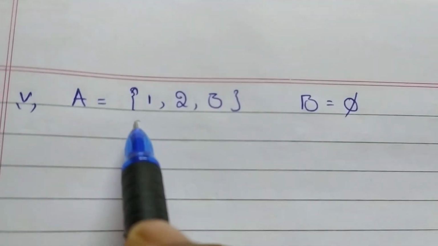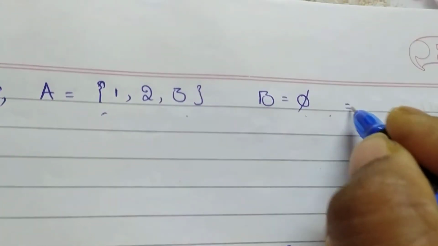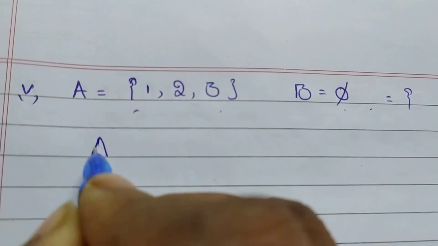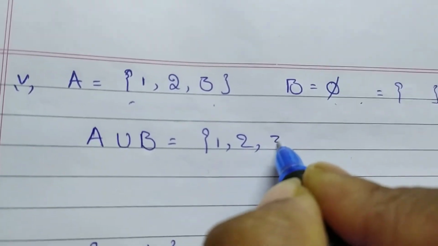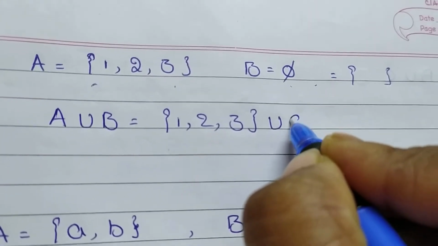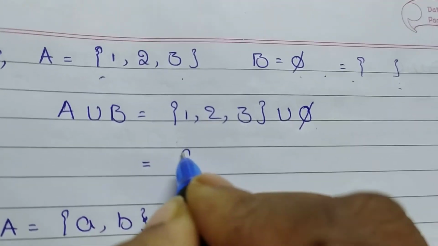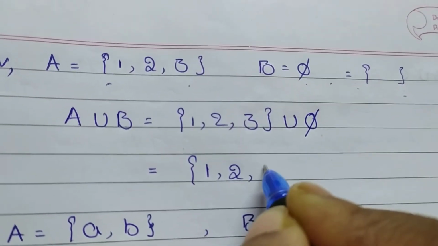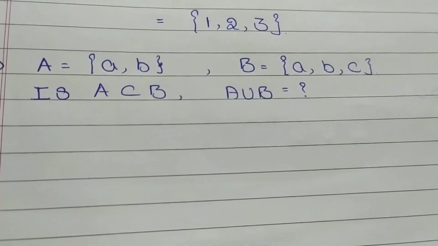Now coming to the last problem of this. They gave A equals to {1, 2, 3} and B is the null set. Null set means you can write this as the set which contains no elements. Now A union B equals to {1, 2, 3} union null set. As there is no element, whatever elements are in A, you will be getting the same thing, 1, 2, 3.